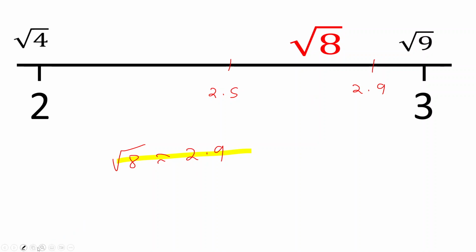So in other words, we can also say if you're going to do 2.9 and you times it by 2.9, that's approximately equal to 8. That's what we mean by the square root. Definitely not exactly, because I've rounded really early here.